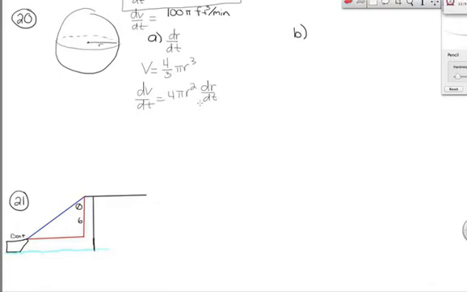Plug in what I know. I know the radius, they told me, is 5 feet, and solve, and I'm done. I'll let you do that.